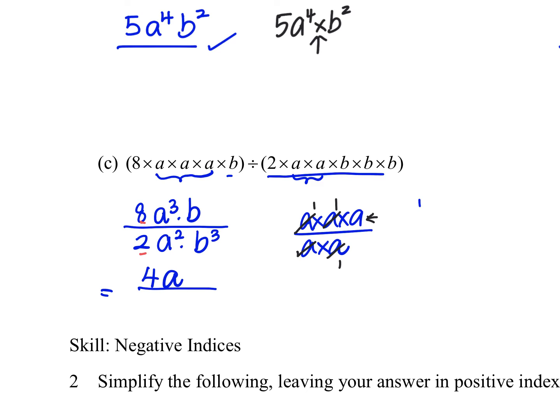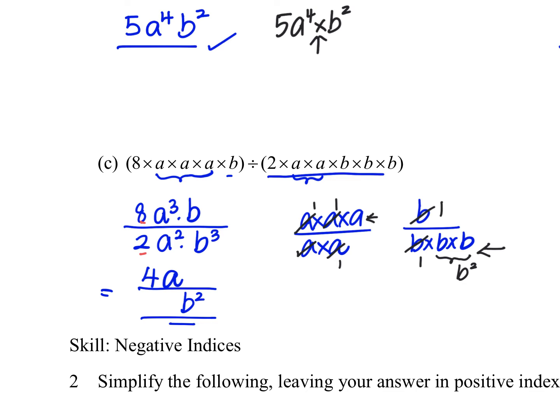Next one, let's look at the letter b. This is b over b cubed. We try to cancel out the common factor. We are left with b times b, which is actually b squared, but it's in the denominator. So we'll put b squared over here. So this will be your final answer. Have you gotten the concept?